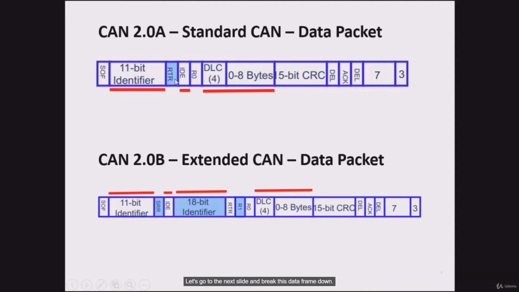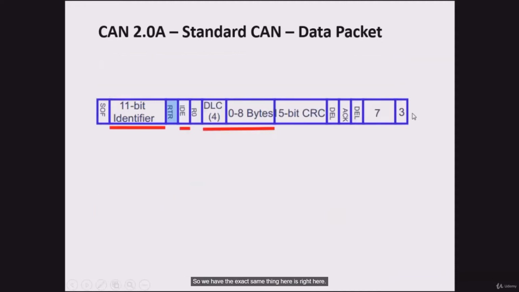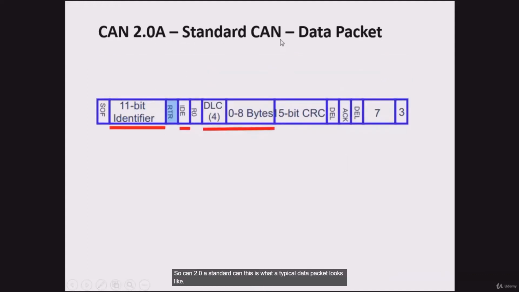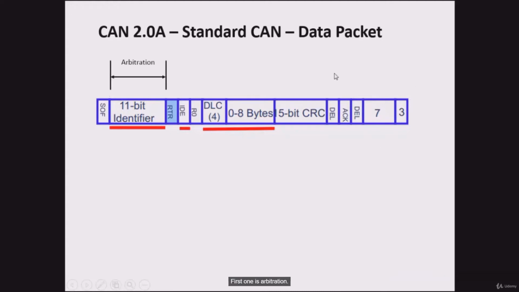Let's go to the next slide and break this data frame down. So we have the exact same thing here. So CAN 2.0 standard CAN, this is what a typical data packet looks like. What are these different sections and what the heck do they do? What's their purpose? First one is arbitration. This section here has an 11-bit identifier, also known as message identifier, but it is simultaneously used for arbitration as well. Network arbitration that we looked at in the previous section, and we'll show you at a byte level how this 11-bit identifier does network arbitration.